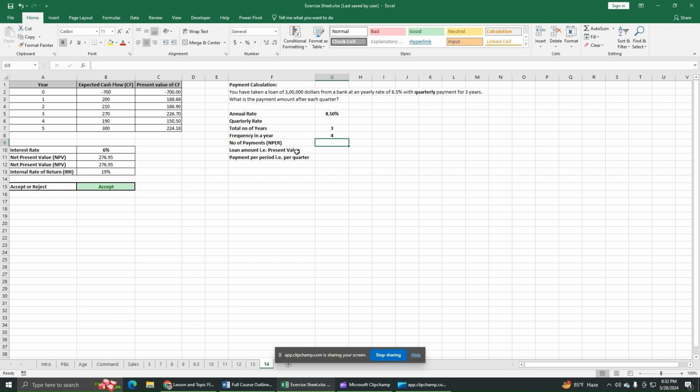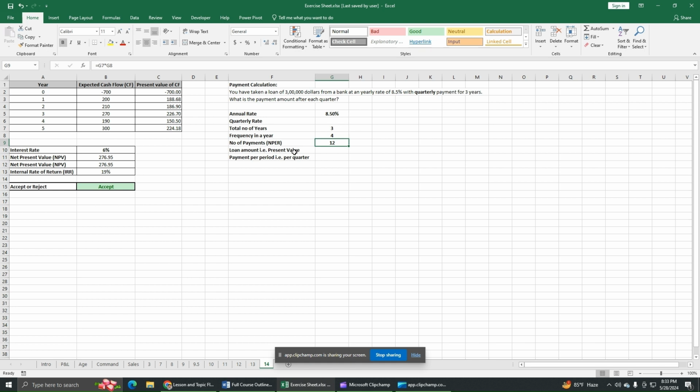So total number of payments. How can we calculate this? If we pay 4 times in a year, then we have to pay like this for 3 years. So number of payments is equal to this one into this one. So we have to pay 12 times. 4 times in a year, and this will continue for 3 years.